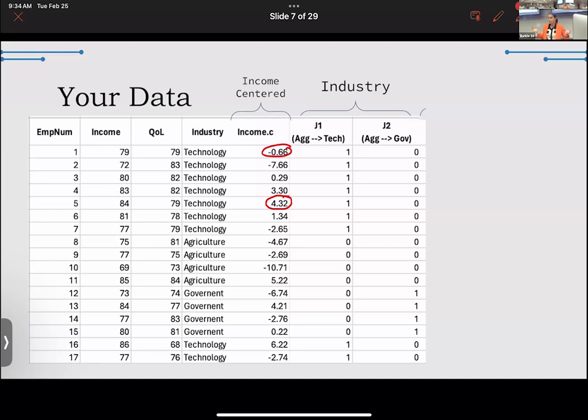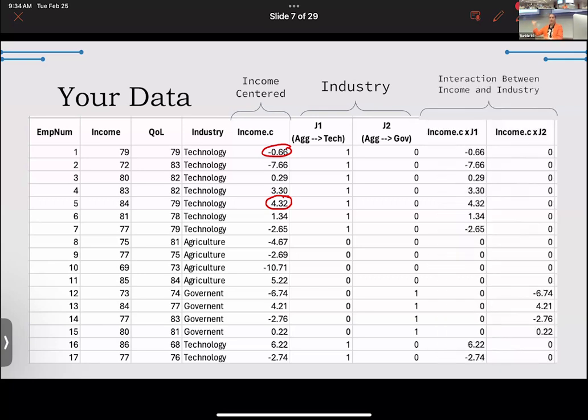All right, what's the last thing I have to do? Create a moderator term, right? Now, to create a moderator term, you multiply predictor 1 by your moderator. So we have to multiply income centered by industry. But how many industries do we have? 2, right? 2 variables. So same thing with our moderator. So we have to multiply income by J1 and income by J2. Tedious, maybe was the word I was looking for.